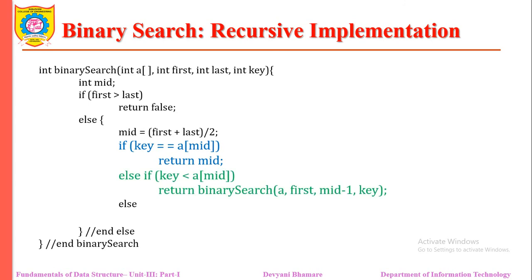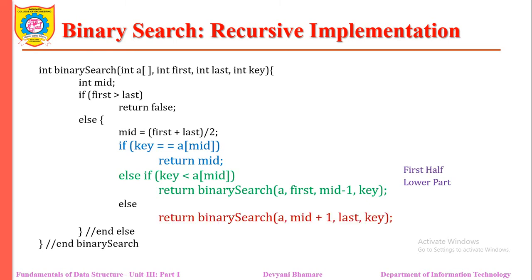But if the key is less than A of mid, then we narrow down the search to the first half of the array. That's why the first will remain as it is and the last is going to be changed to mid minus 1. And as you have observed, we call the same binary search function simply by changing the parameters. So here assume that the first is 0 and mid is now 3. So we are getting 0 and 3. Is 0 greater than 3? No. So we calculate mid again and again divide the array into a sub-array.